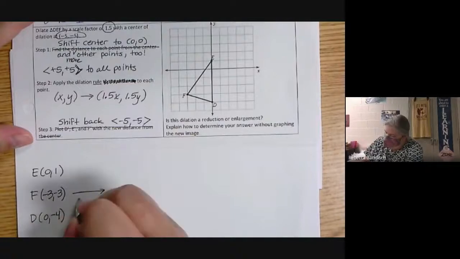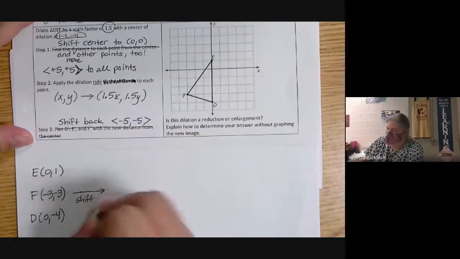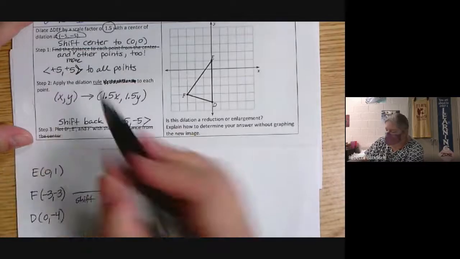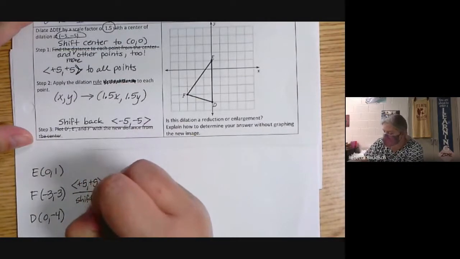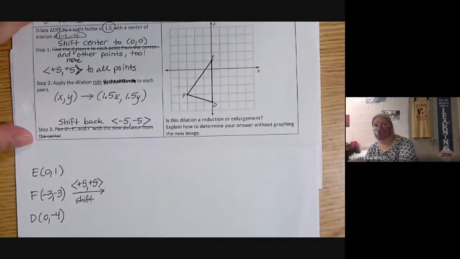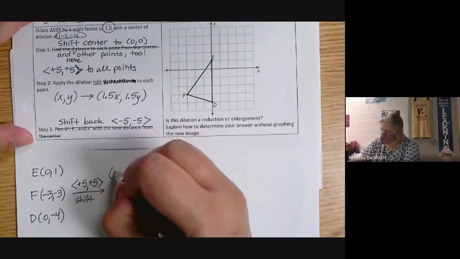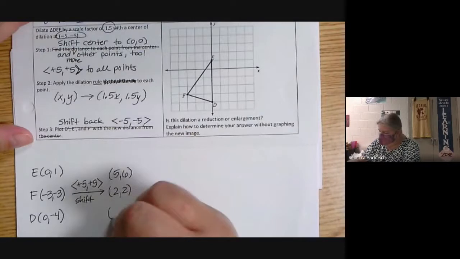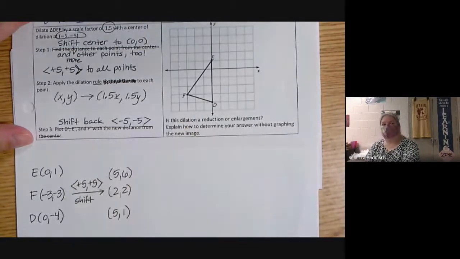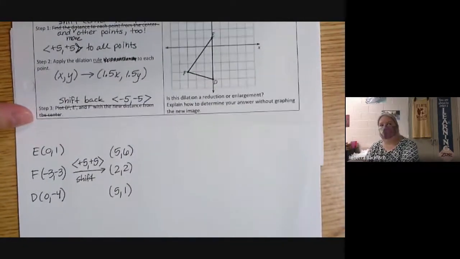First thing I'm going to do is my shift. And it's adding 5 to the x and the y values for every point, because that's what it takes to move -5, -5 to 0, 0. Okay, so that's 5, 6, 2, 2, 5, 1. So that's the shift. So this is where these points would be if my center were at 0, 0.